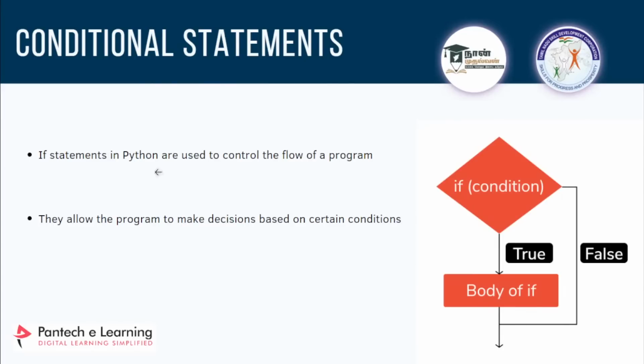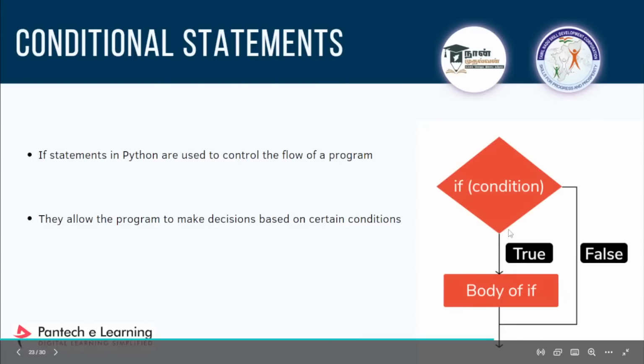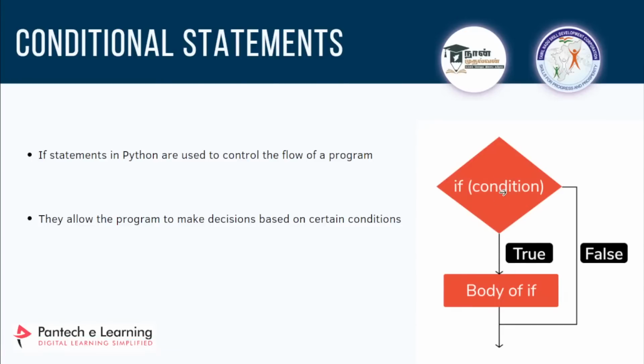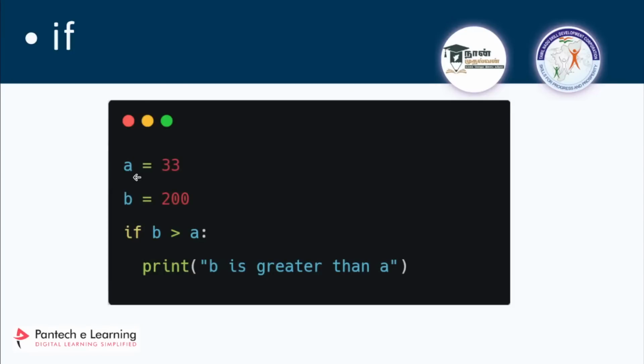If statements in Python are used to control the flow of a program, and they allow the program to make decisions based on certain conditions. So we will be mentioning if, and near to that we are going to mention some condition. If that condition gives an output of true, it is going to enter into the body of if, where you are performing some operation. If the condition returns false, then it won't go into this true statement, it will directly go into the false statement. See here, I am creating a conditional statement, a equal to 33, b equal to 200, and I am checking whether b is greater than a. B is 200, it is greater than 33, right? So it is going to give me true.